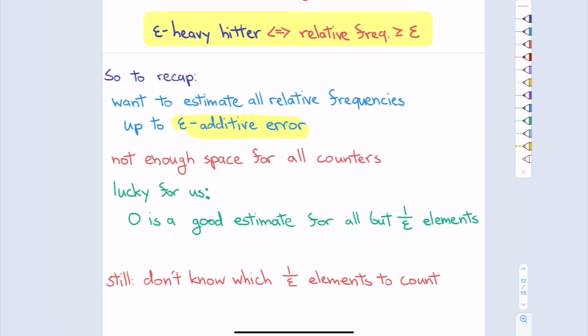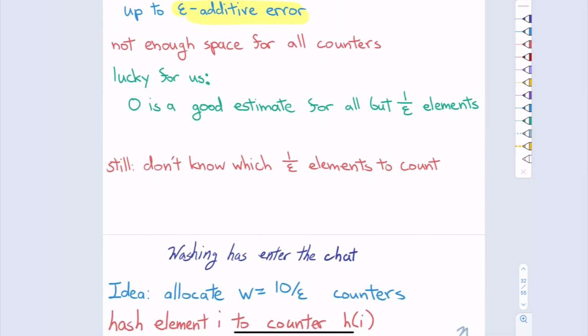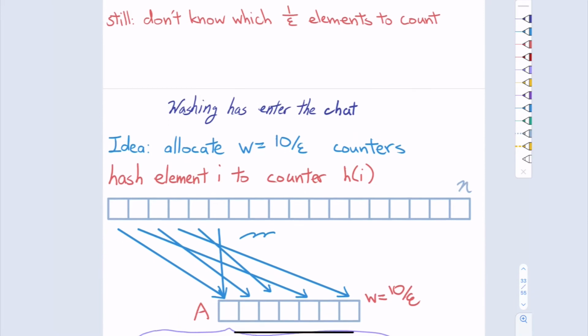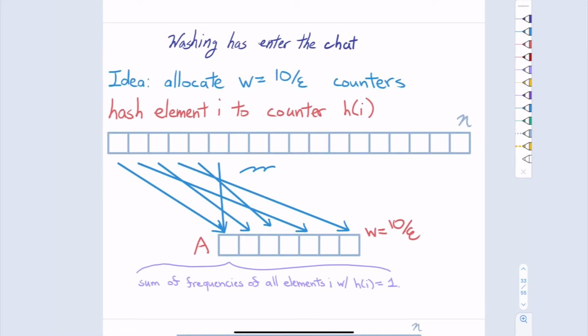And in general, for the heavy hitters, epsilon additive is not a big deal. So this is where hashing is going to come into play. The algorithm itself is actually pretty simple. The general crux of the problem is that I can't allocate a counter for every single element. So I'm going to allocate a few counters, probably something proportional to 1 over epsilon. Here in this picture, I've allocated 10 over epsilon counters. So if epsilon was 1%, that would be 1,000 counters.